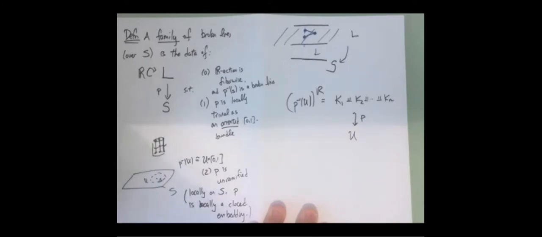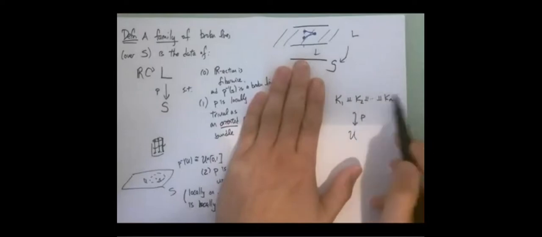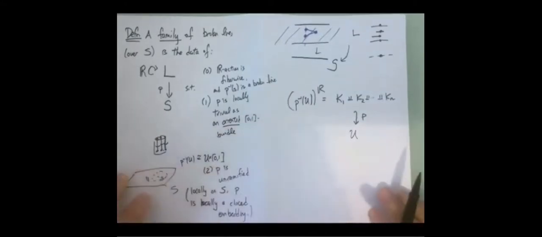Okay, thank you. Yeah. Of course, globally it's not a closed embedding, because I might have fixed points that are in the same fiber. So this projection map into U is clearly not an injection, but on each component it's a closed embedding into U. Are there any other questions?